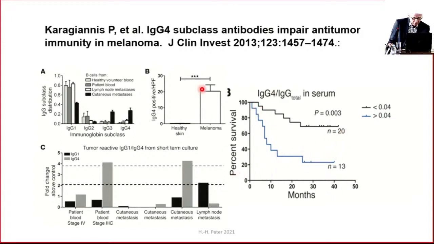You had here, cutaneous melanoma has quite a lot of IgG4 positive plasma cells. And in the serum, you have subclass elevation, as we showed it already in 77.